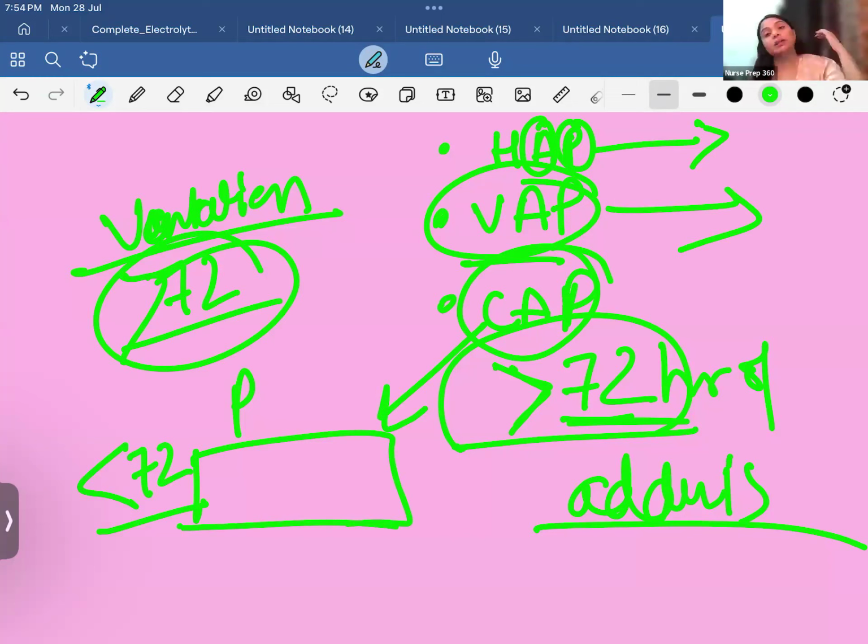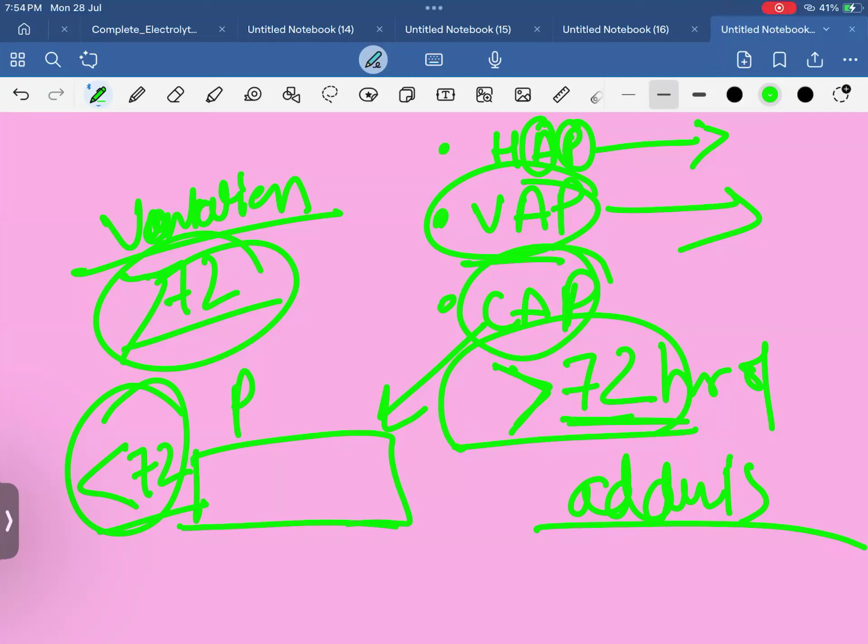Okay, now the patient is showing the symptoms of pneumonia. Understood? The time is 72 hours. If it is less than 72 hours, it means it is due to community. If it is more than 72 hours, it means that either it is due to the ventilator or it is hospital acquired. Understood the difference? Yes ma'am.